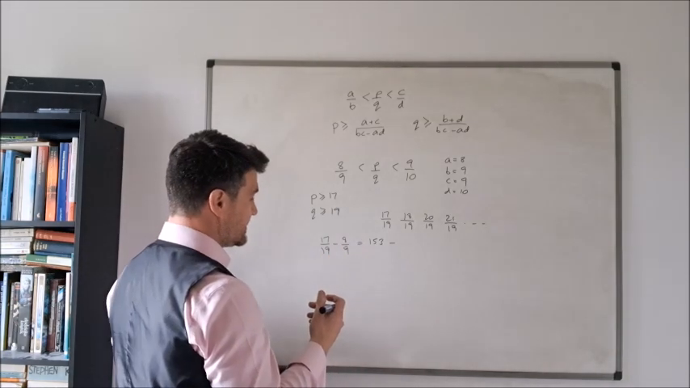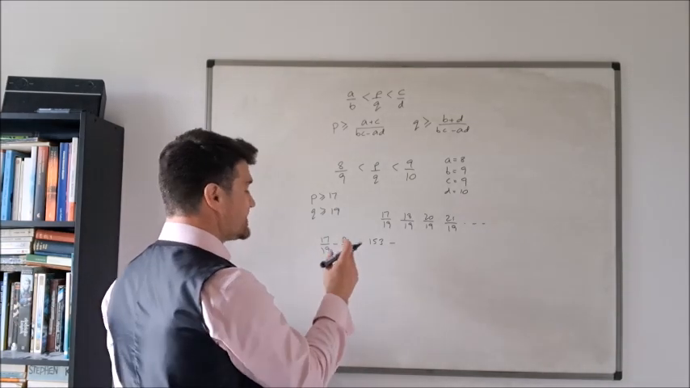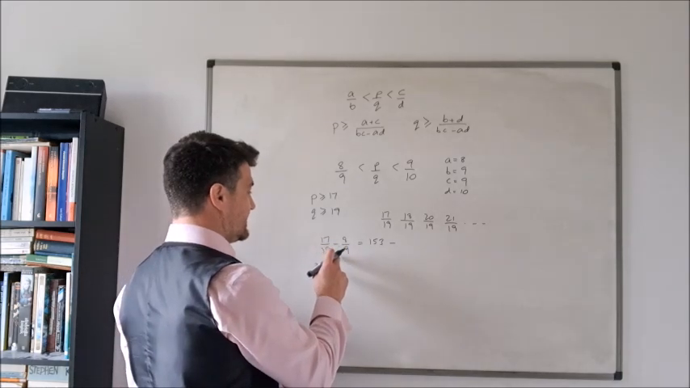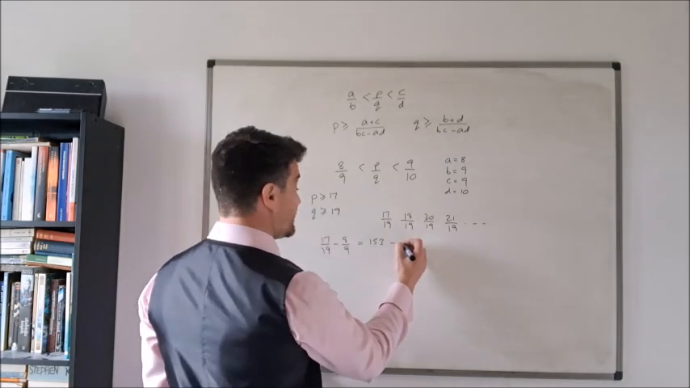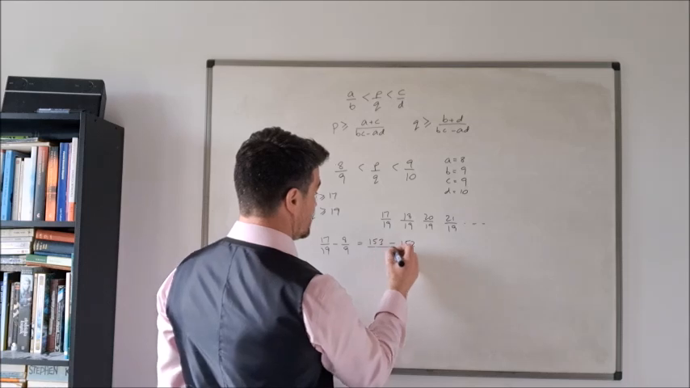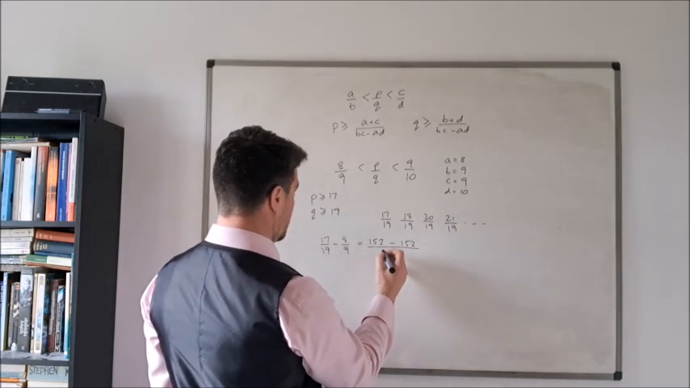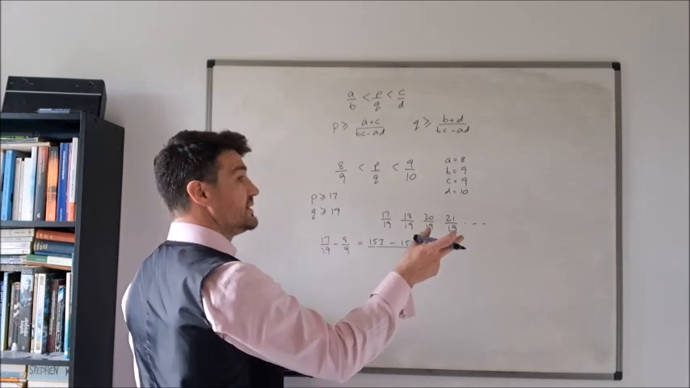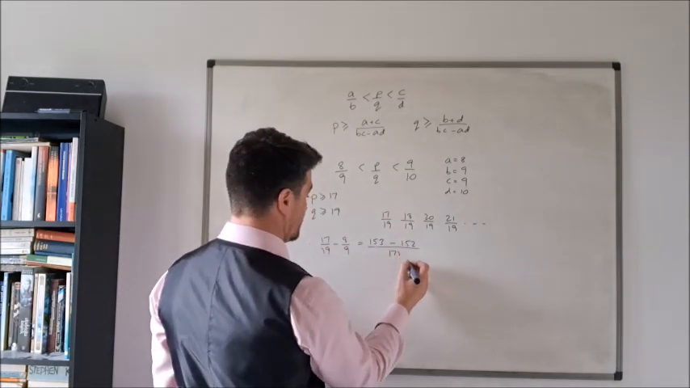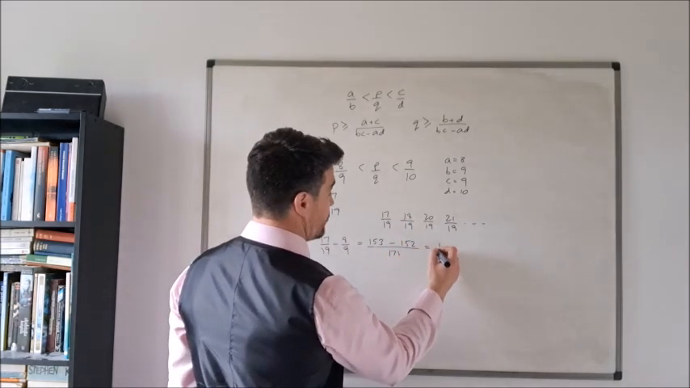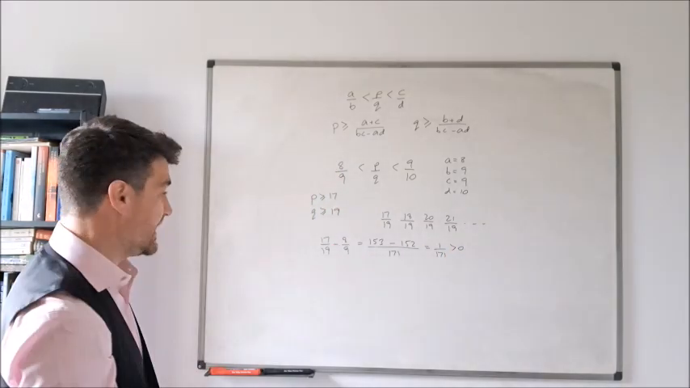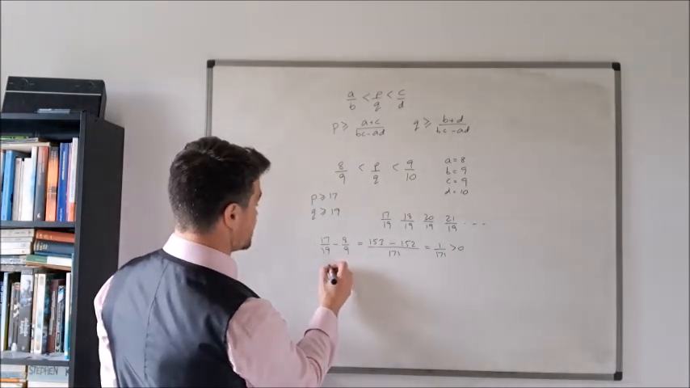19 times 8. I've lost track. That's going to be 152. Over whatever 19 times 9, 190, 171. Which is 1 over 171, which is greater than 0. So yeah, 17/19 is greater than 8/9, which is what we expected.